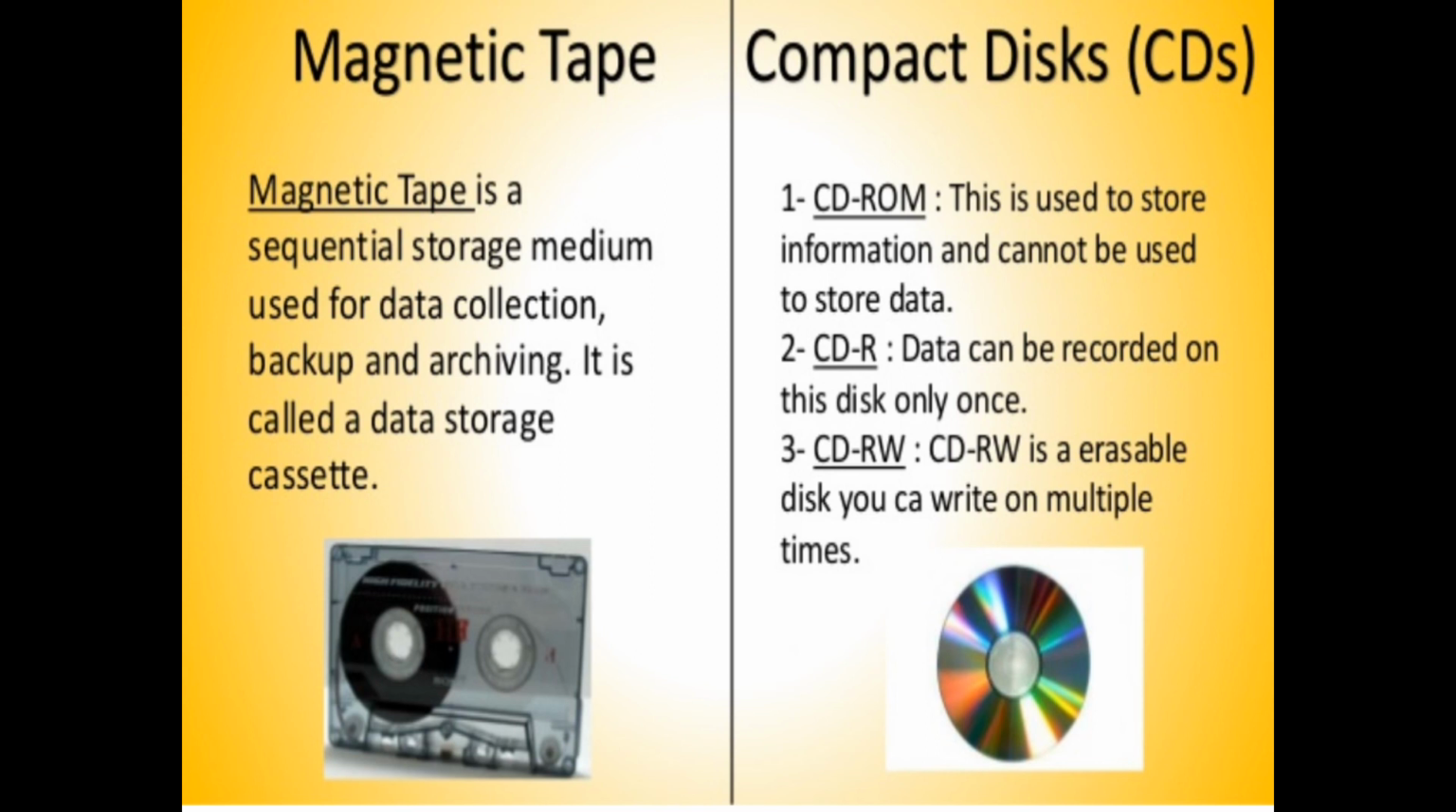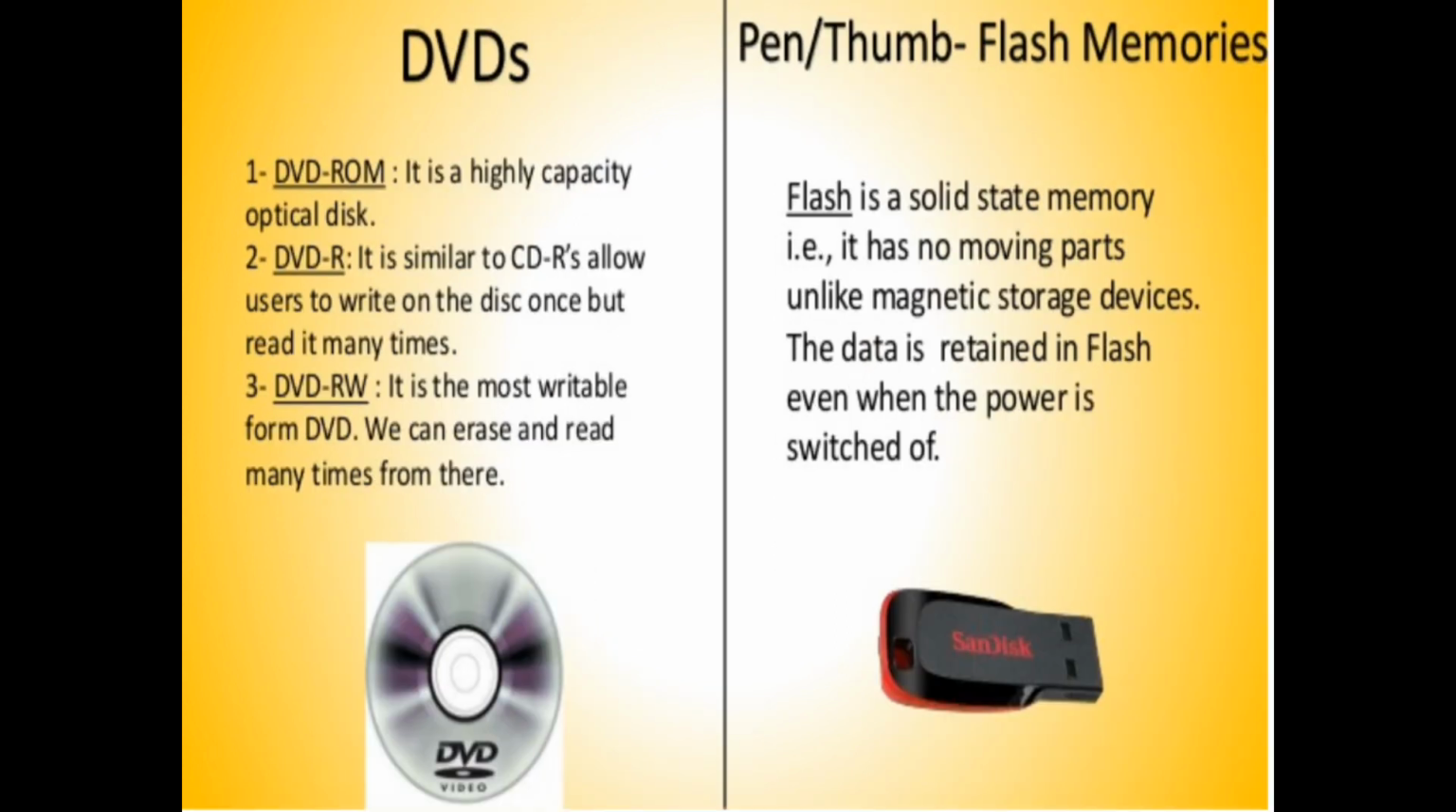Next is the compact disc, which is also known as CD. Compact discs are categorized in several forms, that is CD-ROM, CD-R and CD-RW. CD-ROM is used to store information and cannot be used to store data. With CD-R, data can be recorded on the disk only once, and CD-RW, that is compact disk rewritable, is an erasable disk we can write on multiple times. The capacity of a CD is 700 MB.